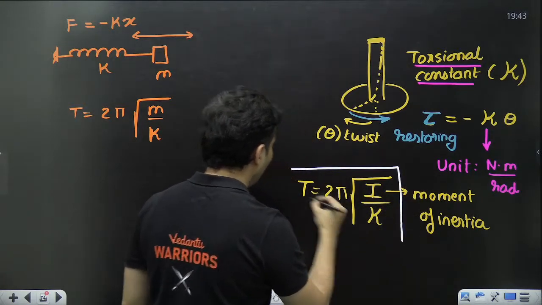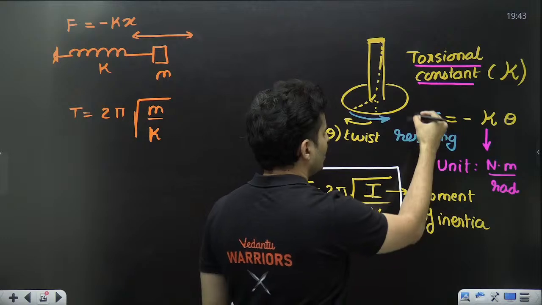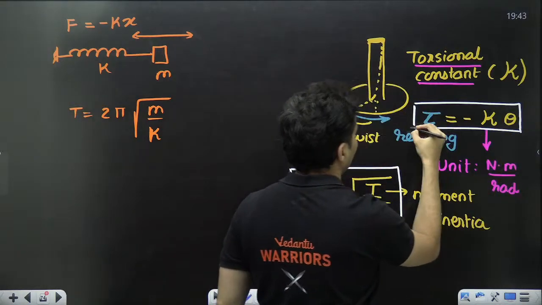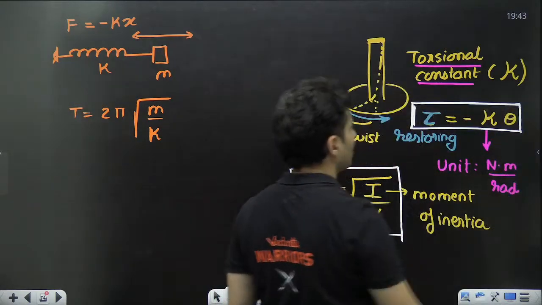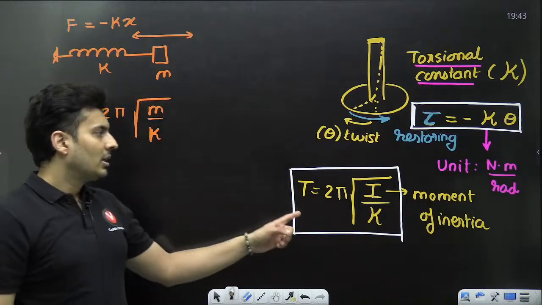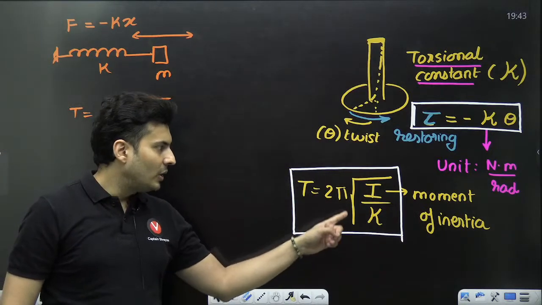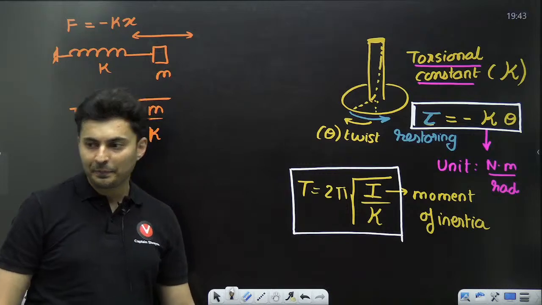Okay, so I'm just going to block this. I'm also going to block this. If you are able to prove torque is proportional to minus K theta, then time period is 2 pi under root moment of inertia by K.